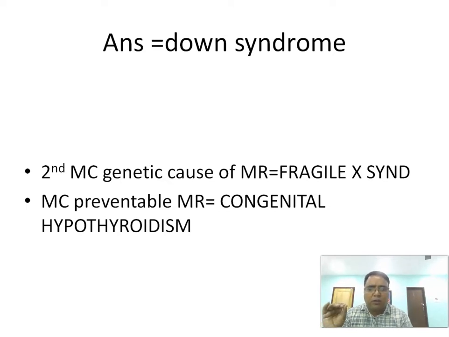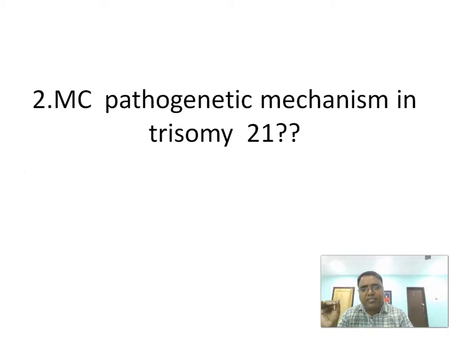Another one we have to know: the most common preventable cause of mental retardation, that is congenital hypothyroidism. So if it is asked, most common preventable cause of mental retardation, the answer is congenital hypothyroidism. Most common genetic cause, the answer is Down syndrome. Second most common genetic cause, the answer is Fragile X syndrome.